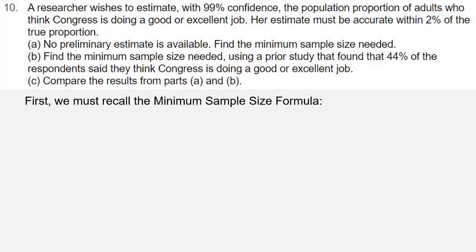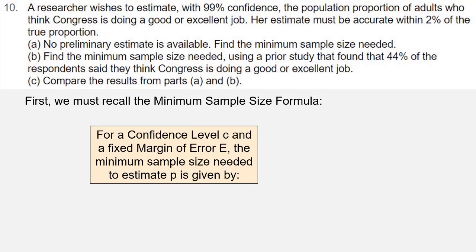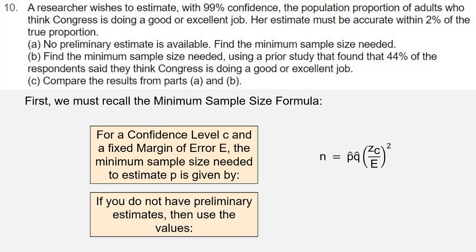First, we must recall the minimum sample size formula. The minimum sample size formula for a confidence level C and a fixed margin of error E is given by N equals P hat Q hat times (ZC over E) squared. If you don't have preliminary estimates, then the values you're going to use are P hat equals Q hat equals 0.5. So that's what we're asked in part A with no preliminary estimate available. So let's go ahead and insert these values.